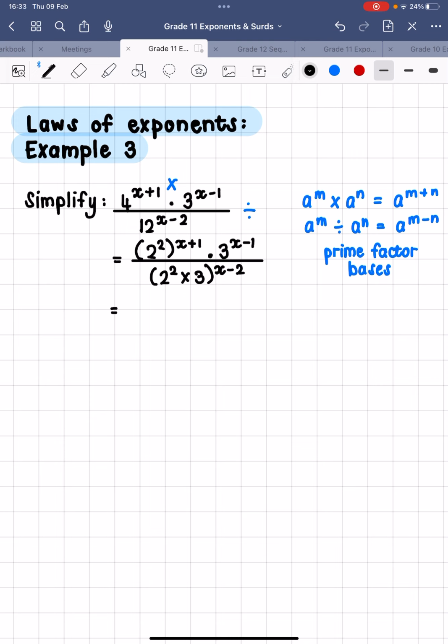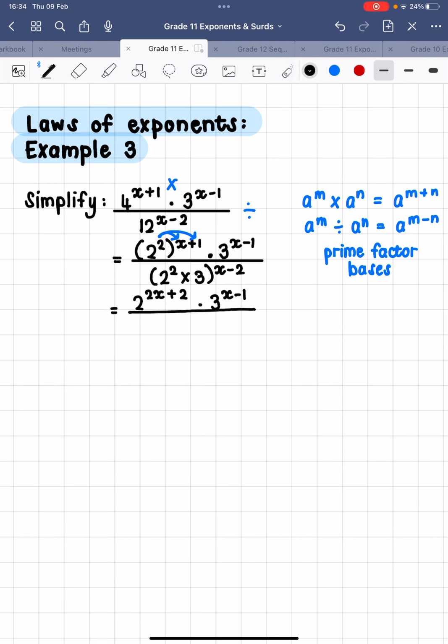Now next up, we need to actually multiply all of these exponents. So if we're looking at that first 2, we have to take the exponent of 2 and multiply it by x and by the 1. Next up, we're going to have our 3 to the x minus 1.